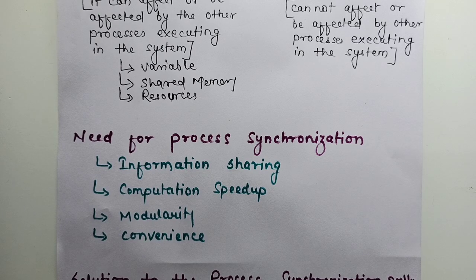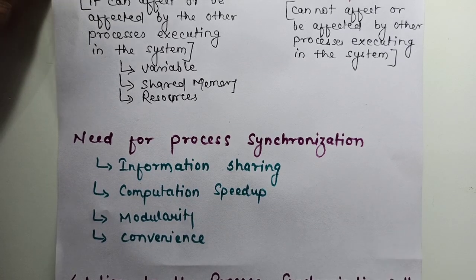And the last one, that is convenience. Even a single individual user may have many tasks on which to work at one time. So for instance, a user may be editing, printing and compiling in parallel. So these are the different tasks that can be performed by a single user. So these are the different reasons for process synchronization, and because of these reasons we want to provide an environment that allows process cooperation.